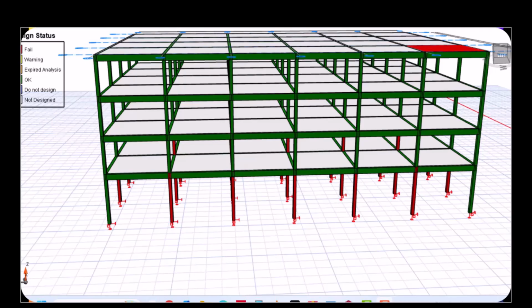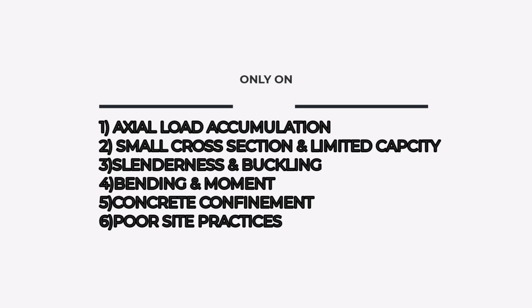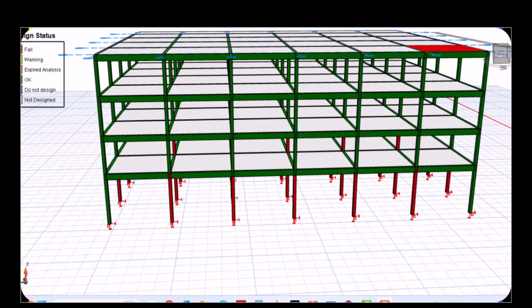In this video, we are going to explain why the 225 by 225 columns fail in multi-story building constructions using basic structural principles. So, there are 5 principles in engineering I want to talk about in this video that would explain why this cross-sectional area fails in design of multi-story buildings. Firstly, I'll start with the basics, and I'll start with axial load accumulation.